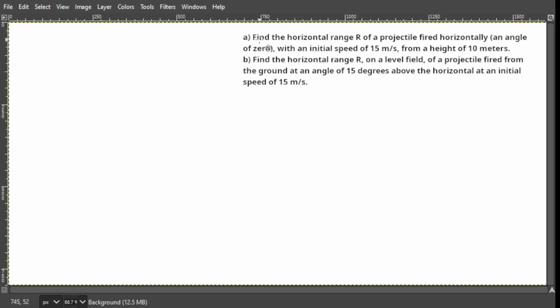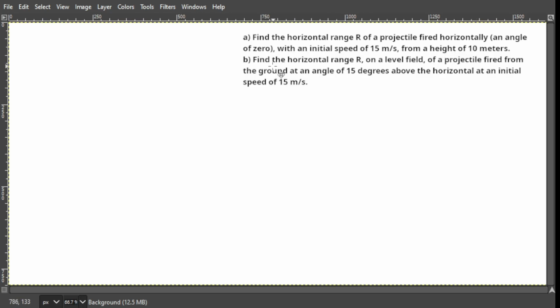So here are the questions, stated more formally. Find the horizontal range of a projectile fired horizontally, that means an angle of 0, with an initial speed of 15 meters per second from an initial height of 10 meters. That's the default setting of the FET cannon. We fired that and saw it was about 21.3 meters for the horizontal range. Now our job is going to be to verify that.